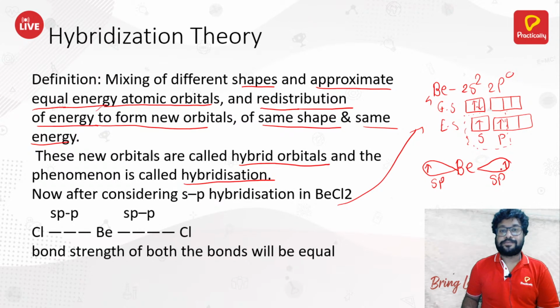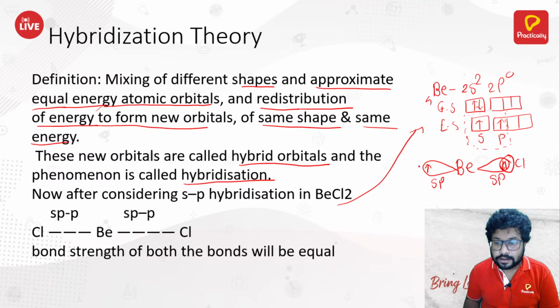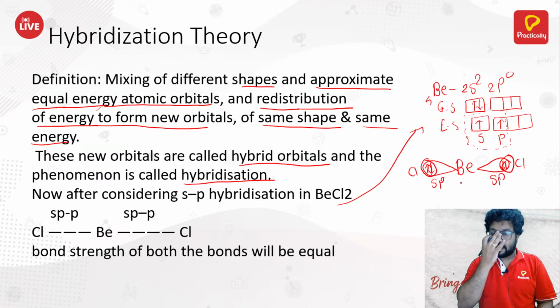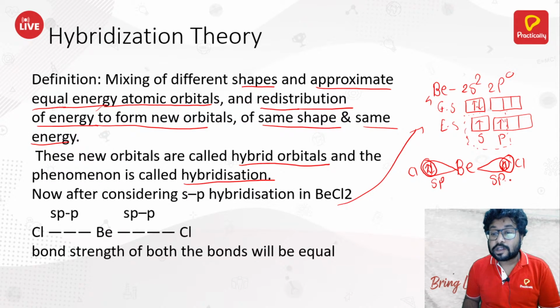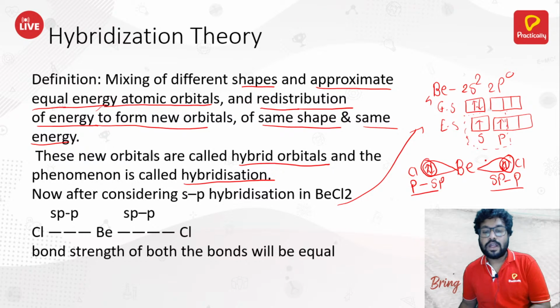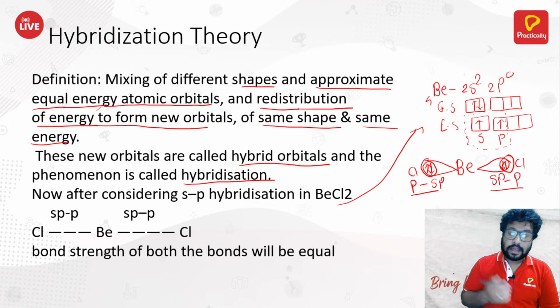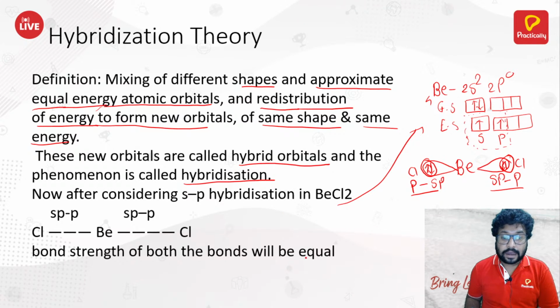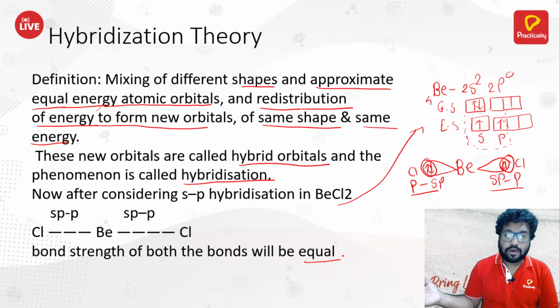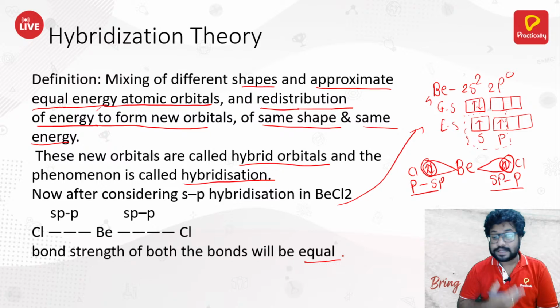Now chlorine will come and overlap with this like this. That's how you form sp-p bonds. Chlorine is p, no? So sp-p, sp-p, and both these bonds are equal. That's how hybridization has explained why the bonds are equal in strength. Okay, clear how hybridization theory works? Let's move ahead.